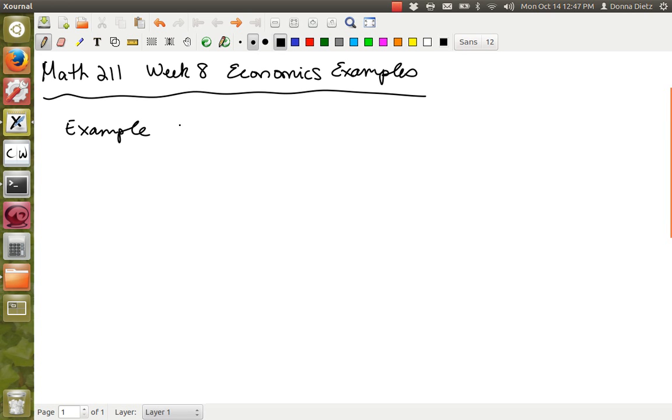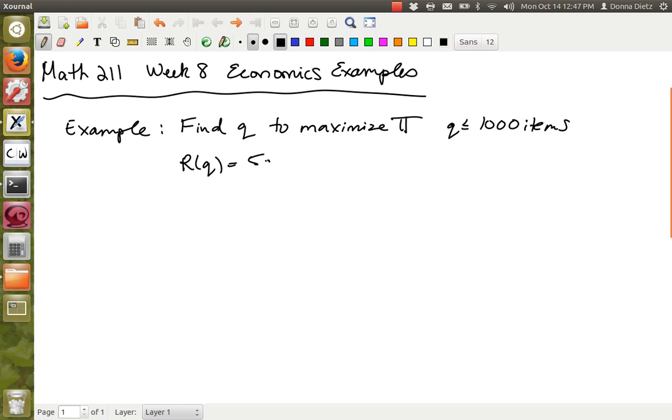Okay, so we had an example. It says find Q to maximize pi, which is profit, and it has to be Q is less than or equal to 1,000 items. R of Q was given to be 5Q minus 0.003 Q squared dollars, and C of Q was given to be 300 plus 1.1 Q.